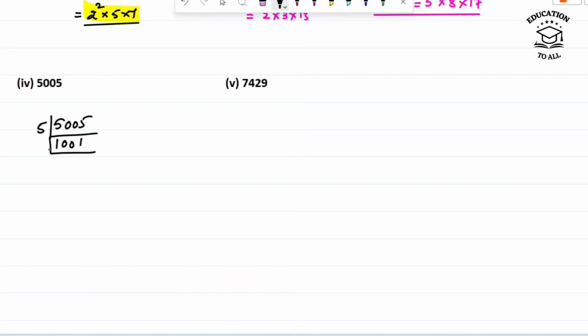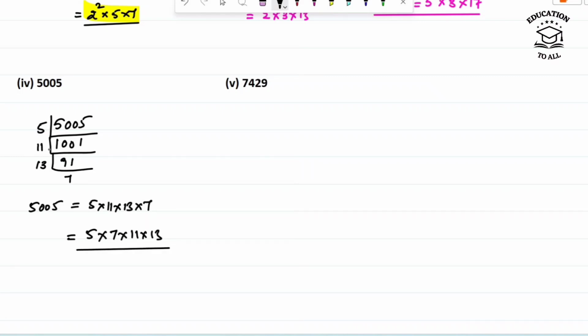In 1001, 11 table is cancelled. 11 table in 100, 9 times. 1 pending, so 11, one more time. In 91, 13 table is cancelled 7 times. So the prime factorization for 5005 is 5 into 11 into 13 into 7. I'll write in proper order: 5 into 7 into 11 into 13. So this is the prime factorization for 5005.